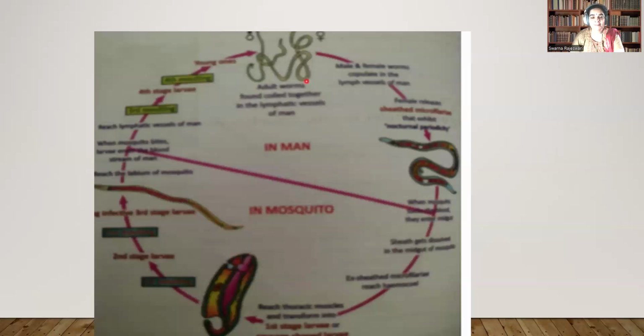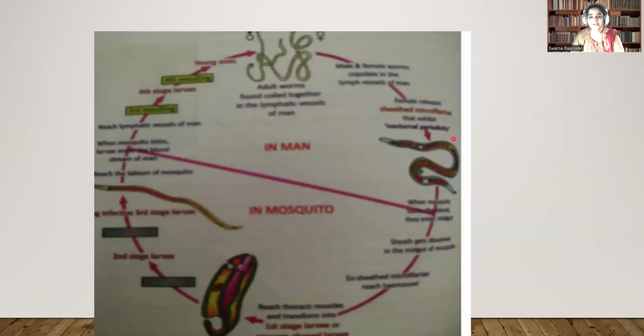So again, I will be repeating. Both the male and the female worms will be copulating in the lymphatic vessels, and the female releases the larva directly. The sheathed larva is called the microfilaria larva, which shifts from the deeper blood vessels to the peripheral blood vessels. Okay, which is called nocturnal periodicity.